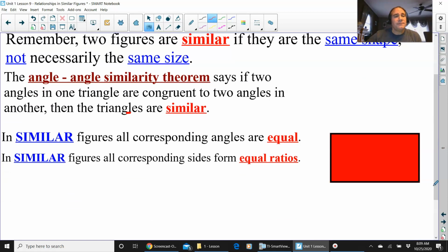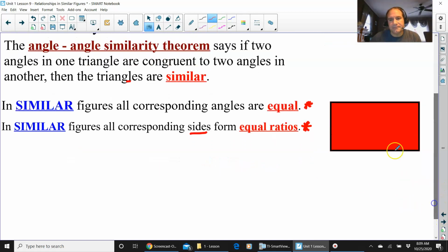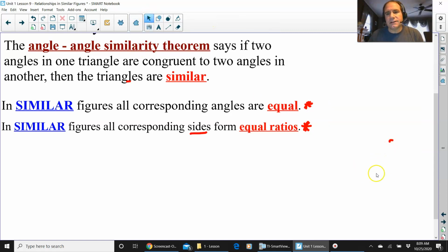In similar figures, all corresponding angles are equal to each other. That's what we were saying. And in similar figures, all corresponding sides form equal ratios. And we went over that as well. Okay, so let's go on to the next page.